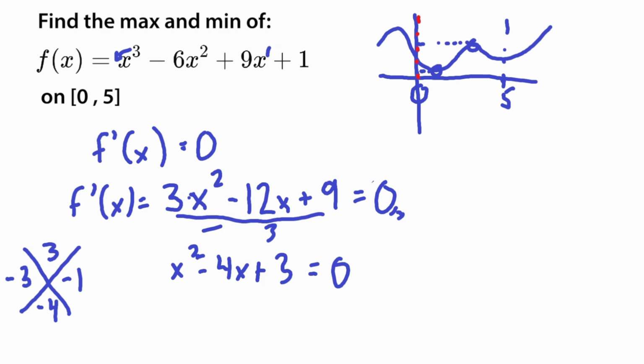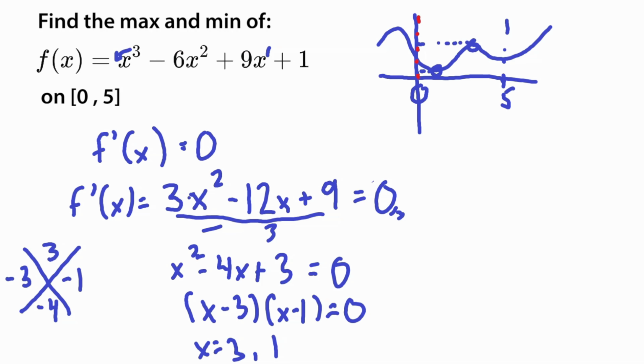So for factoring, we just write out x minus 3 and x minus 1, and this is equal to 0. To make this equal to 0, we can plug in x equals 3, because then we have 3 minus 3, which is 0, times x minus 1, giving 0. So these are our so-called critical points, and now we can plug them in to find where the maximum and minimum are.